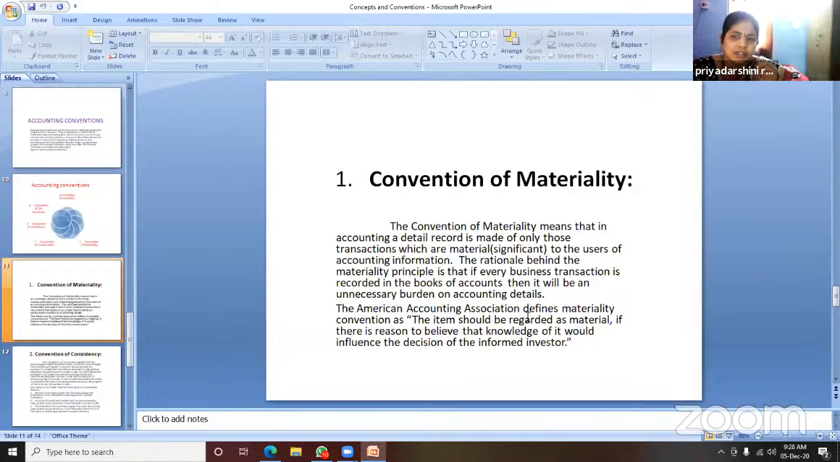The American Accounting Association defines the materiality convention as: an item should be regarded as material if there is reason to believe that knowledge of it would influence the decision of the informed investor. There must be a reason for providing that information. Whatever information is provided by the accountant must be useful to the investors so that they can take decisions. They can change the policies. They may go for changing the decisions. So it depends upon how well we provide the information to the users.